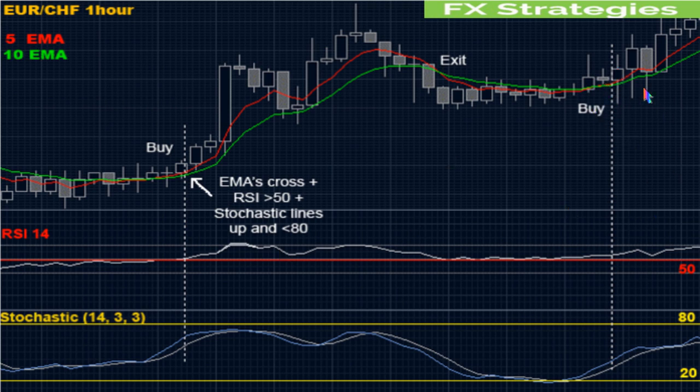And then right here, of course, we have all three indicators and a nice upward trend following. It's that easy. Thank you.